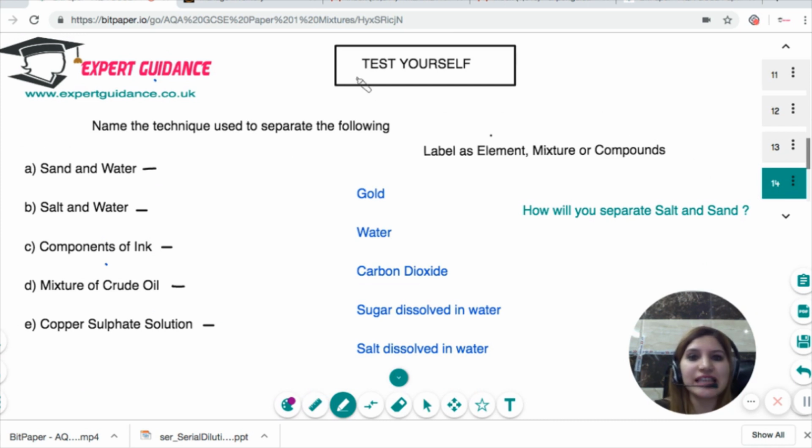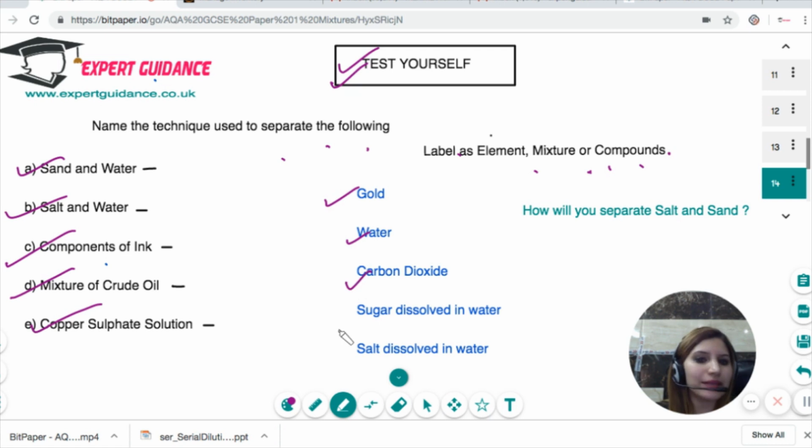Now let's test yourself. You should name the technique used to separate the following: sand and water, salt and water, components of ink, mixtures of crude oil, and a copper sulfate solution. And then you have to label these as element, mixture, or compound: gold, water, carbon dioxide, sugar dissolved in water, and salt dissolved in water. And next is, how will you separate salt and sand? You can pause the video and have a go at these answers.